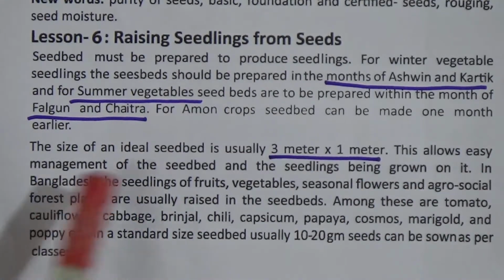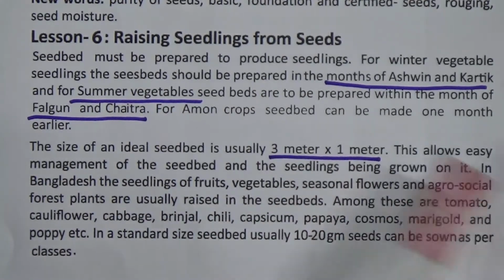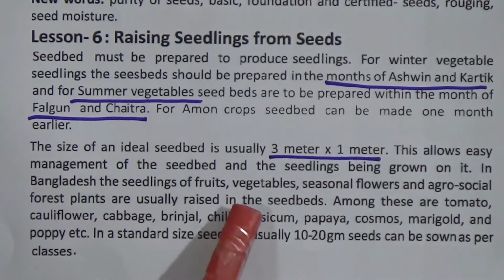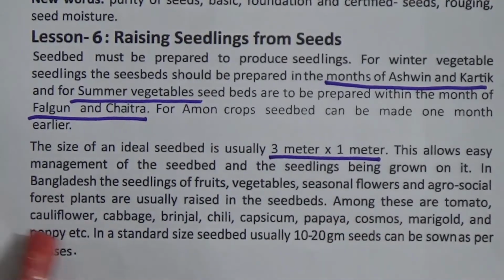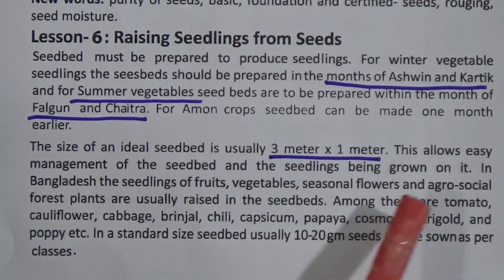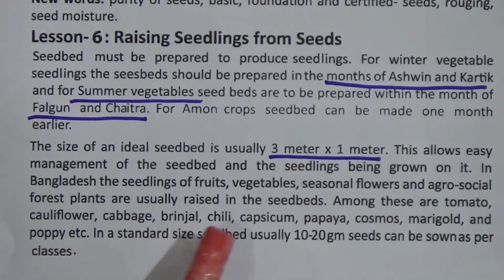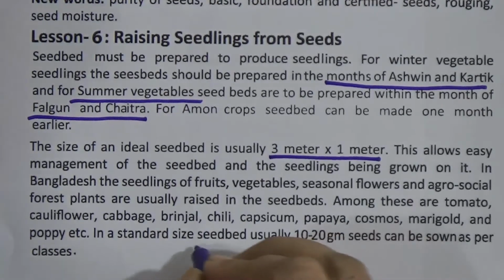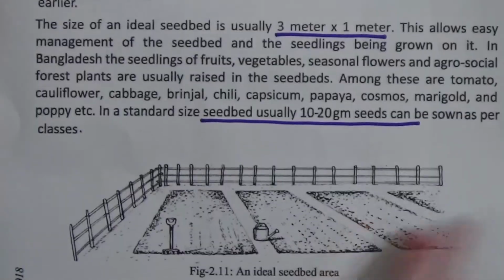In Bangladesh, the seedlings of fruits, vegetables, seasonal flowers and agro-social forest plants are usually raised in seedbeds. Among these are tomato, cauliflower, cabbage, brinjal, chili, capsicum, papaya, cosmos, marigold and poppy, etc. In a standard size seedbed, usually 10 to 20 grams of seeds can be sown as per class. So this is an ideal seedbed area.